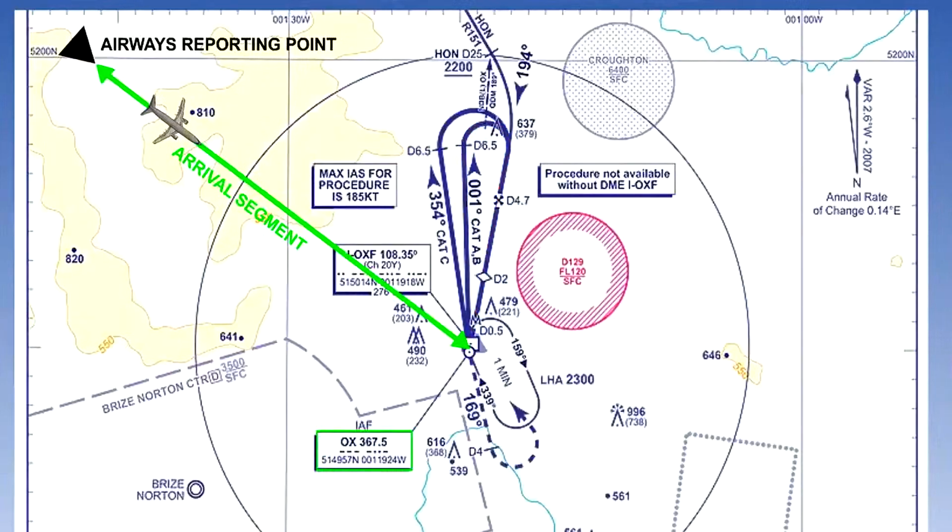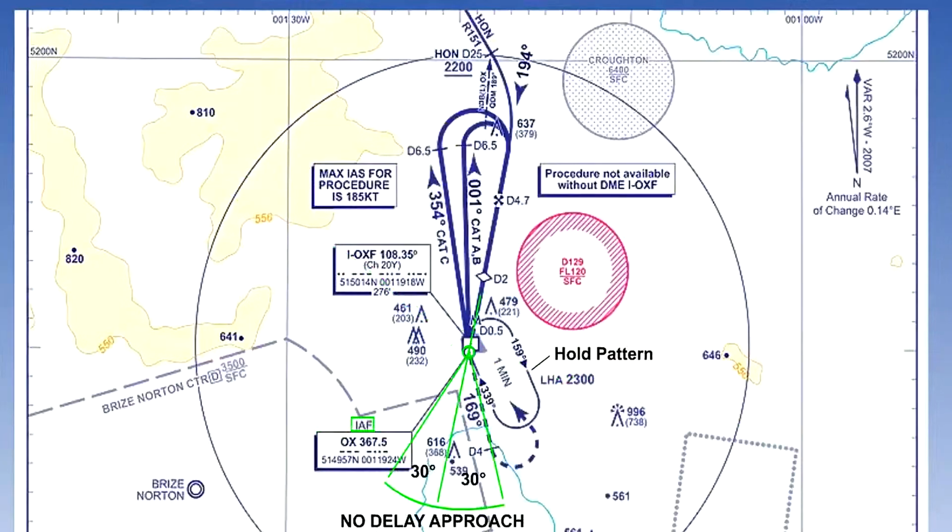As we look at the procedure turn, we need to define some terms, starting with the arrival segment. This refers to that part of the flight from the last airway reporting point to the initial approach fix, labeled IAF on the chart. If the aircraft is not coming from an airway, then it is that phase of flight approaching the initial approach fix. The initial approach fix, labeled IAF on the chart, marks the start of the procedure.